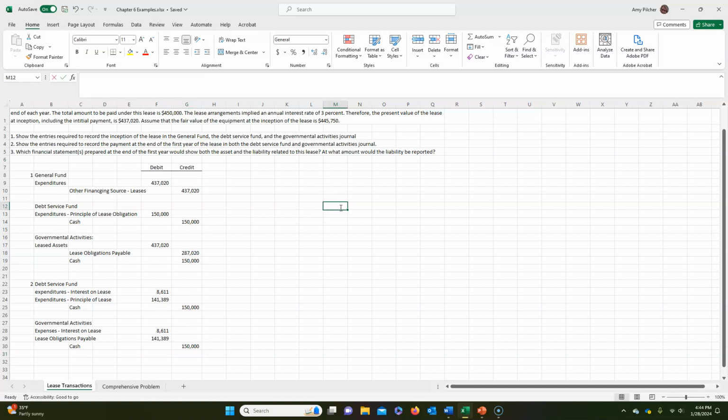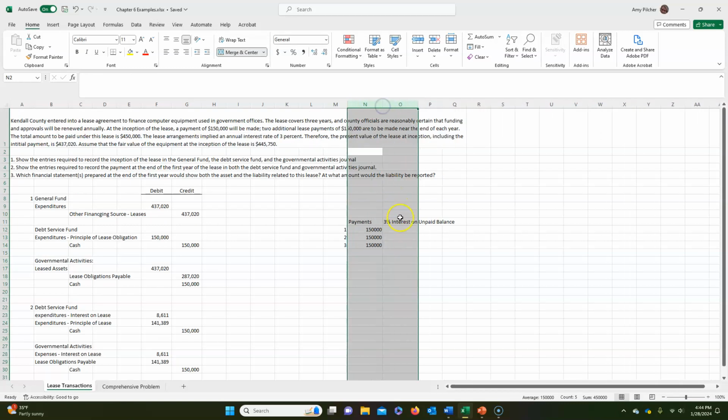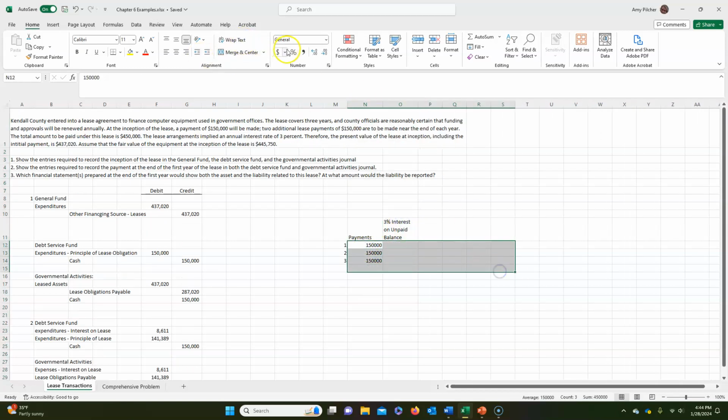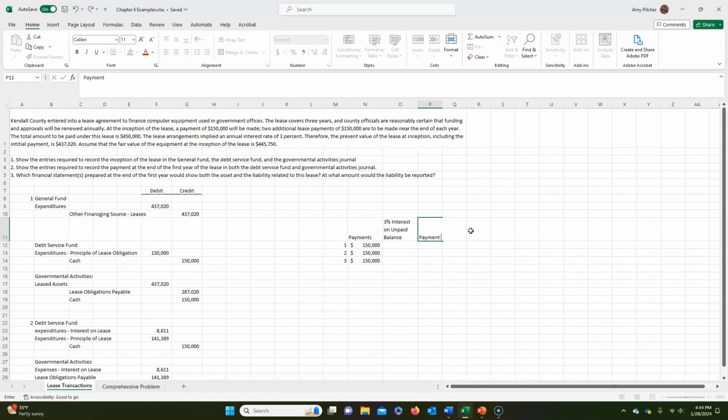And so the calculations that we get from these, we would set up similar to an amortization table, where we have years 1, 2, and 3, and then we have equal payments of $150,000. We have 3% interest on balance, unpaid balance. And then we have payment on principal and the ending balance.